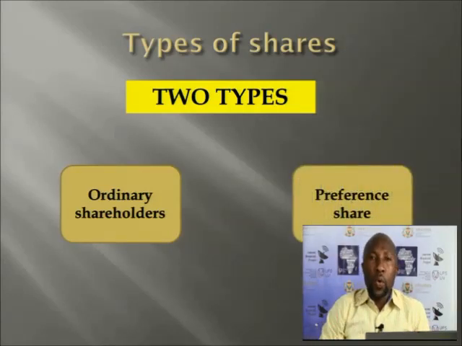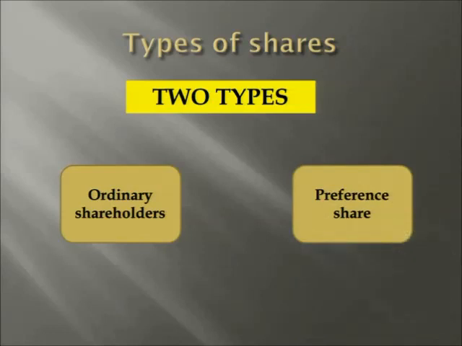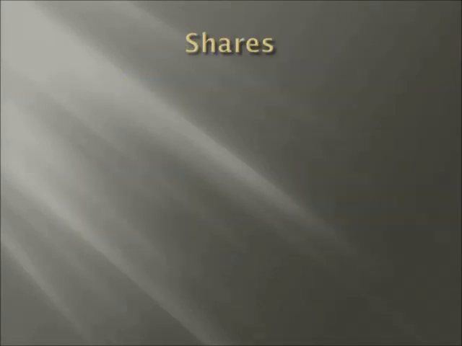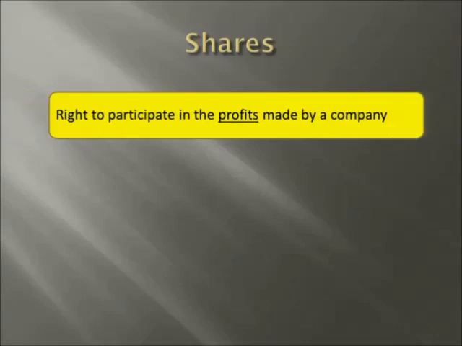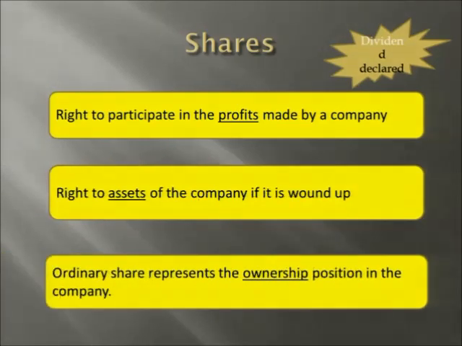Now, the two differ in this way. When you look at ordinary shares, it means you will have a portion of the dividends that you will earn at the end of the day in that particular company. Preference shares mean you will be given preference. If profits are declared, preference shares will always be the ones to participate in the declaration of profits of that particular company. Let's move and see on the next page here.